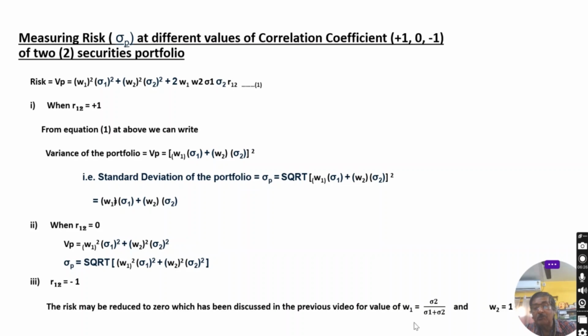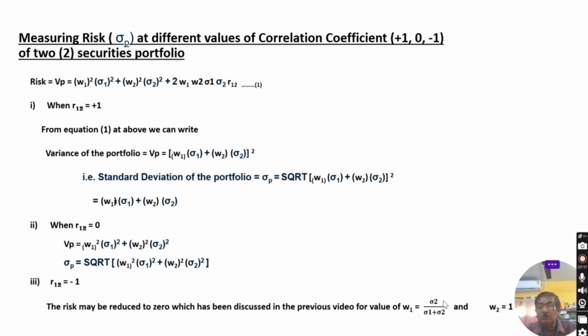Here again I have shown the formula. You have to mix in this proportion. How? W1, which is the percentage of your investment in the first security, will be calculated by this expression, sigma 2 divided by sigma 1 plus sigma 2. If you know this, then easily you can find out 1 minus W1. If this is say 35%, then W2 will be 65%, as total is 100%. Or if you write it in decimal form 0.35, then W2 will be 0.65. If it is 20%, then this will be 80%.